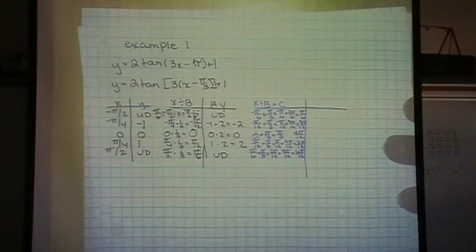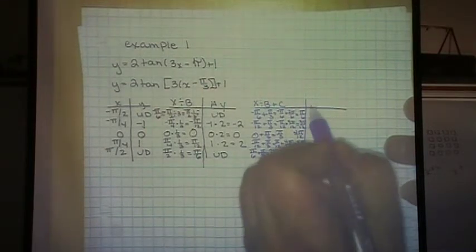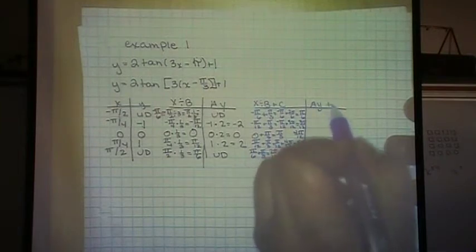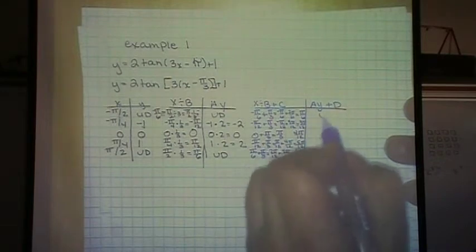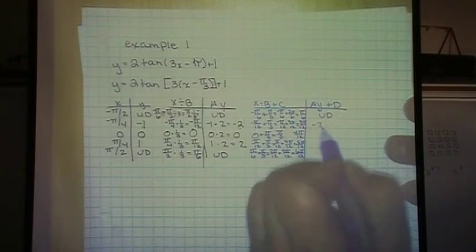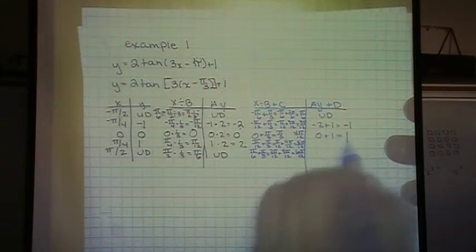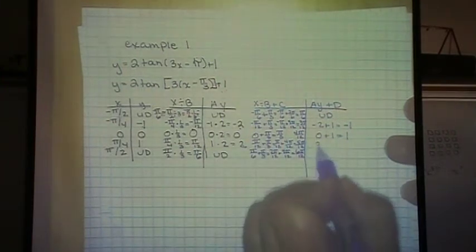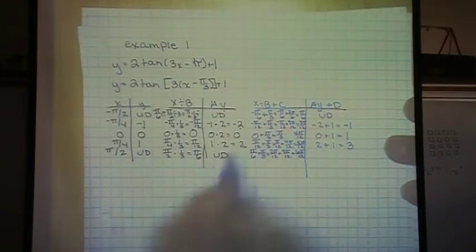And again, it's just working with your fractions. You're going to have to practice working with your fractions. Now my y values. A times y plus d. Again, if it's undefined here, it's still undefined. Negative 2 plus 1 is negative 1. 0 plus 1 is 1. 2 plus 1 is 3. Undefined, it's undefined.